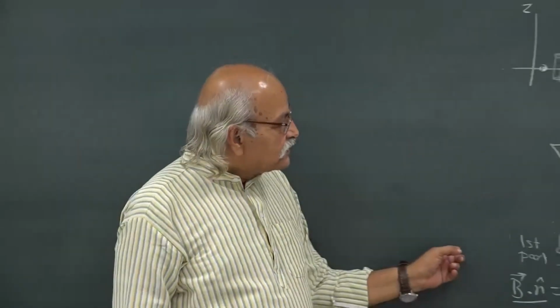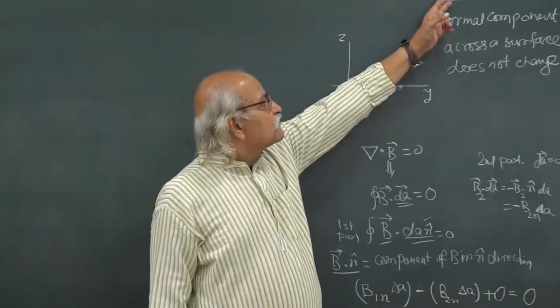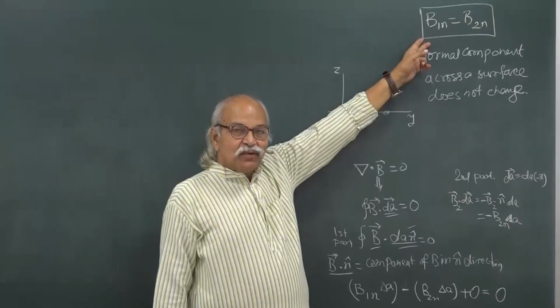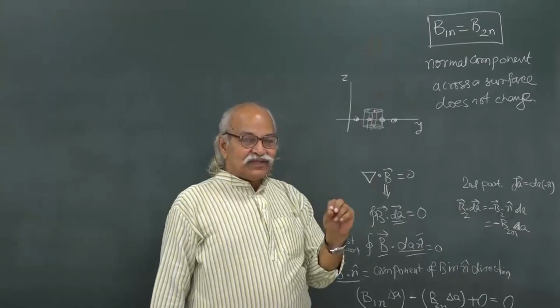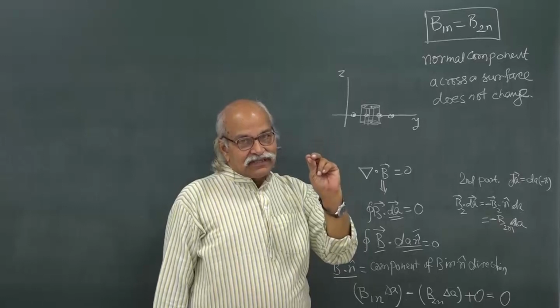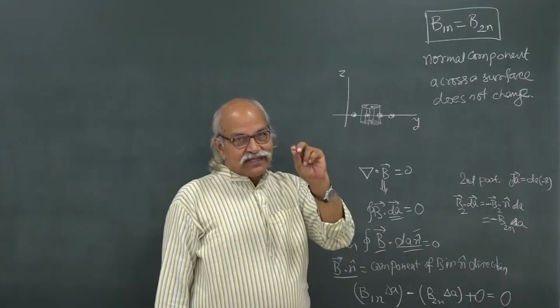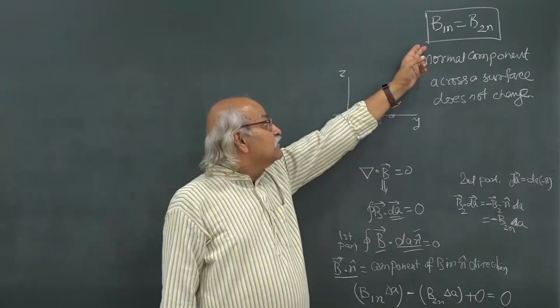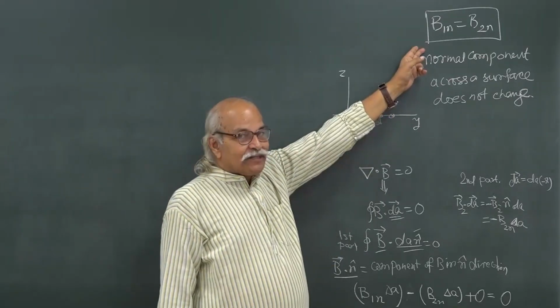And we did it for the normal component, and we found that the normal component is continuous. As you cross the surface from one side to the other side, the normal component does not change. B1n is the same as B2n.